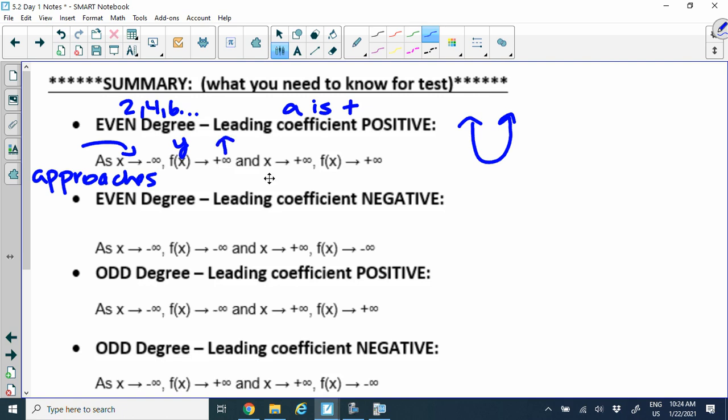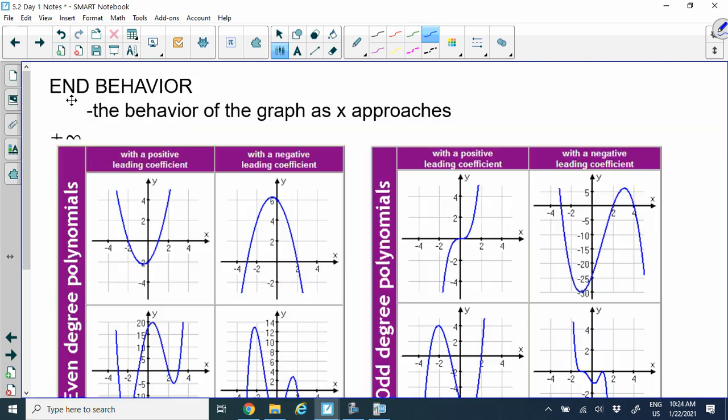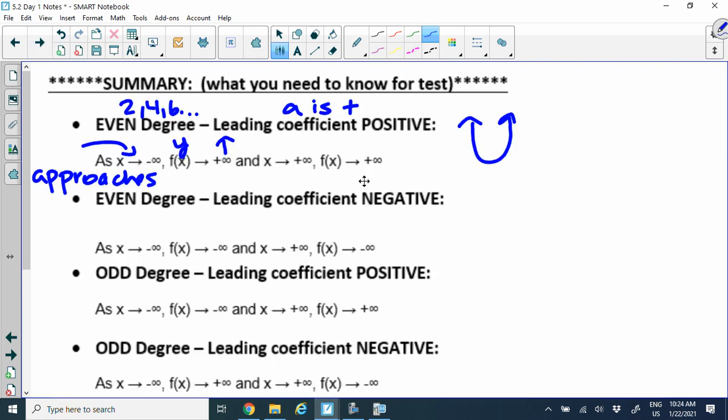Okay, what happens when x approaches positive infinity? That means x is going in the positive direction. Well, what's happening with our y's? Well, the y's are also increasing, going towards positive infinity. So f of x is going towards positive infinity. Okay, so anytime you have an even degree and the leading coefficient is positive, what we will say is that we have two up arrows, or infinity, infinity. Okay.